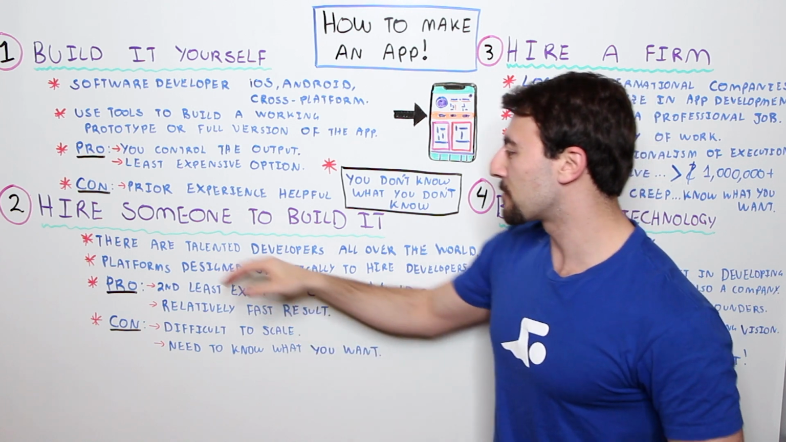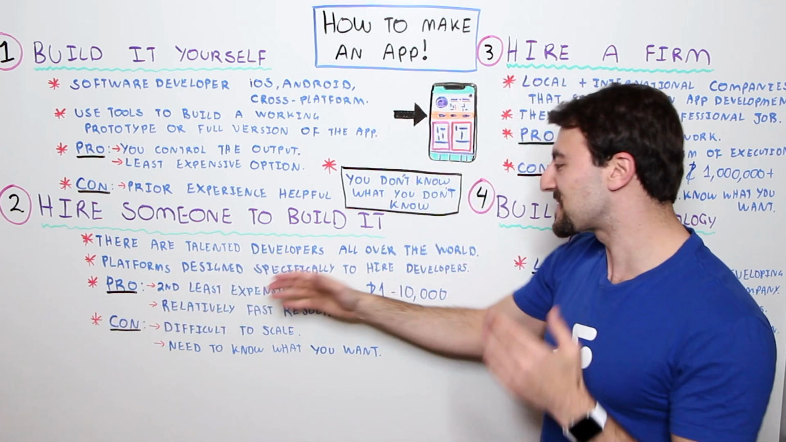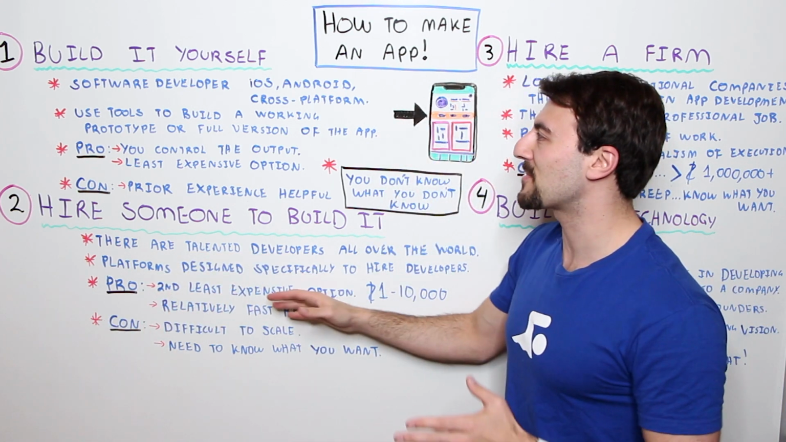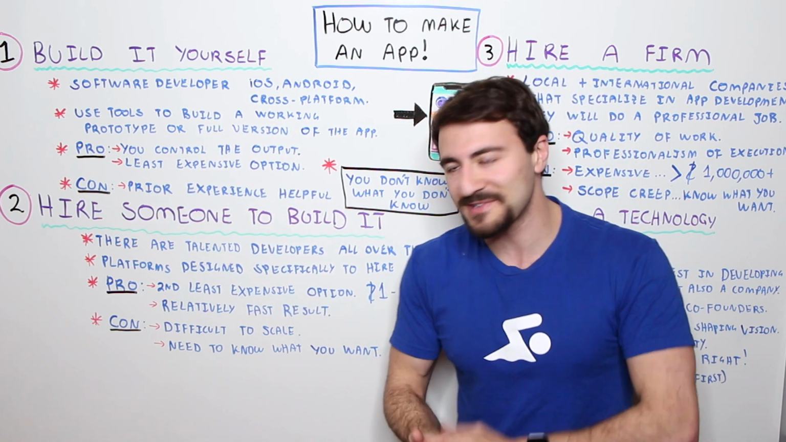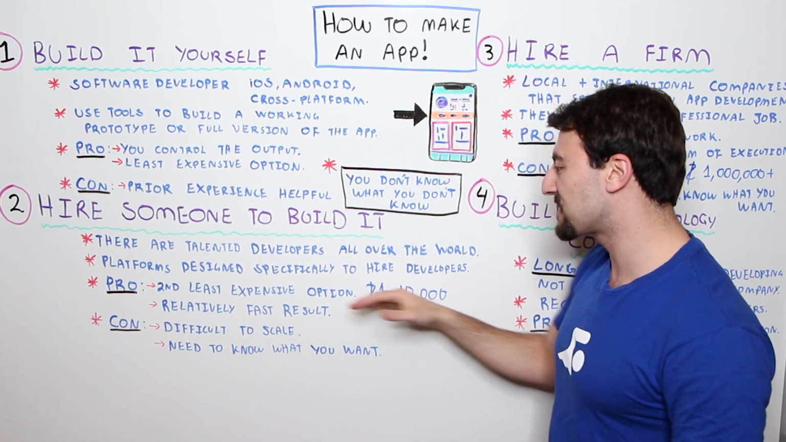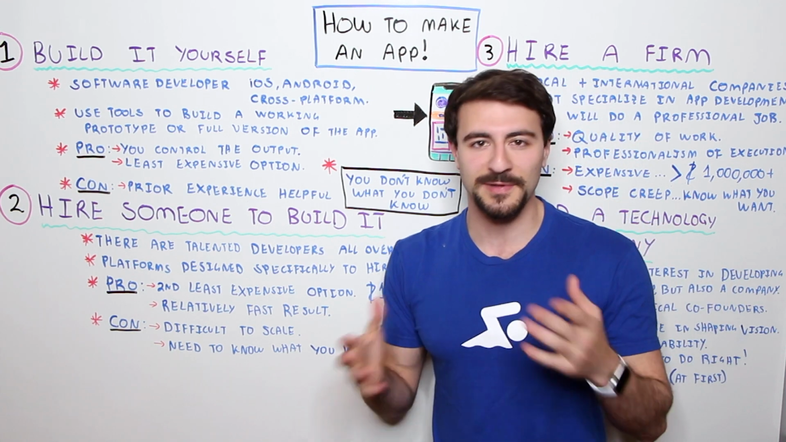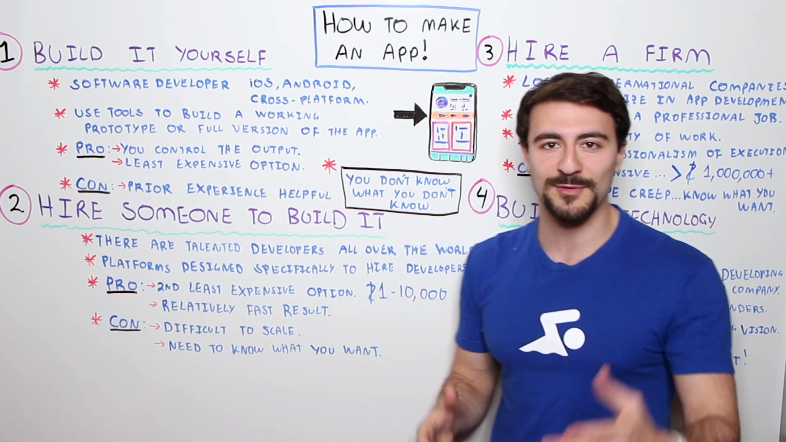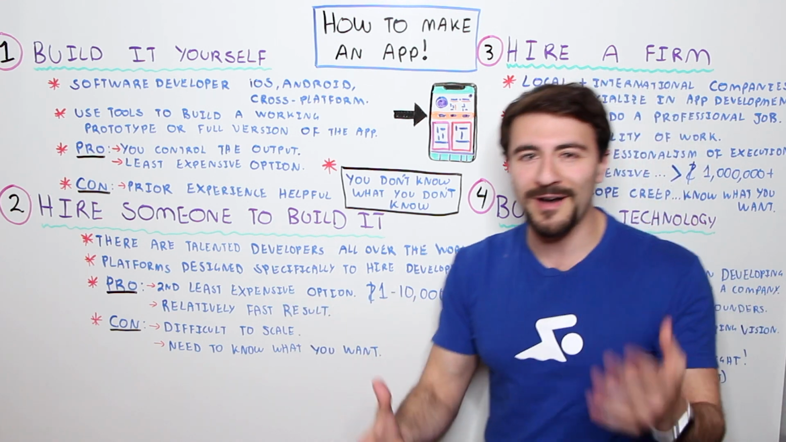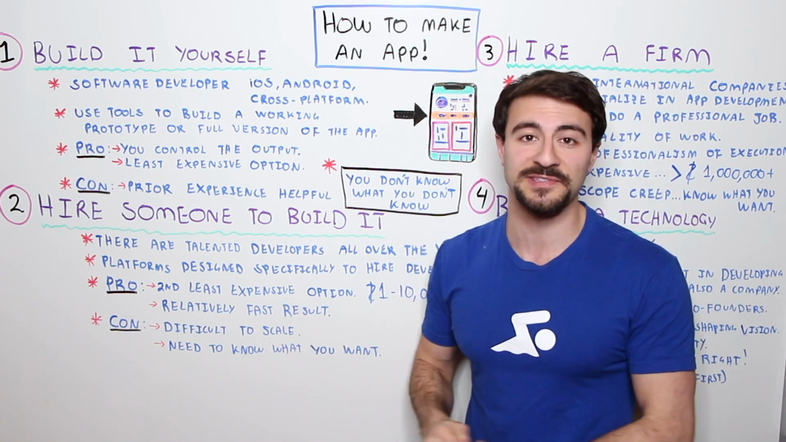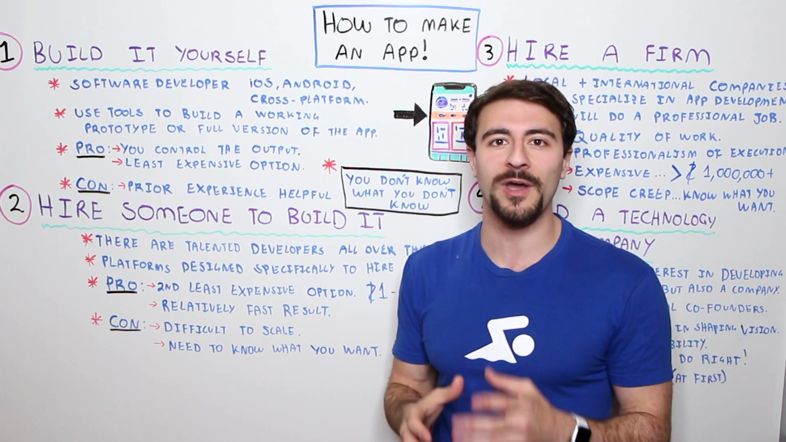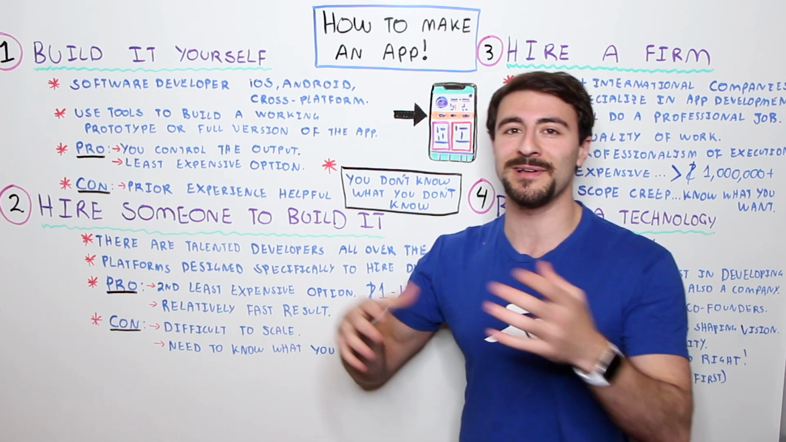So the pros here are that it is the second least expensive option. The least expensive option is you build it yourself. The second least expensive option is you actually hire someone to build it. And how much does that cost? A lot of people always ask me, how much does it cost to build an application? How do you build an app? How do I do this? It can cost anywhere from $1,000 to $10,000 US. You could even probably get less depending on what you're trying to build, and it could cost a lot more.